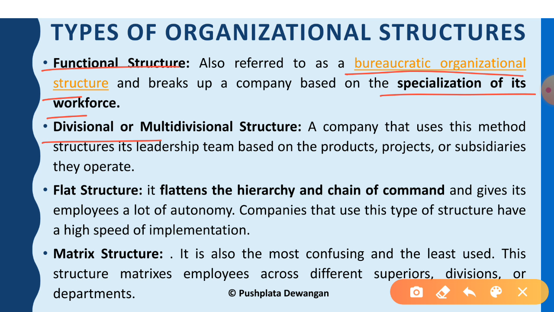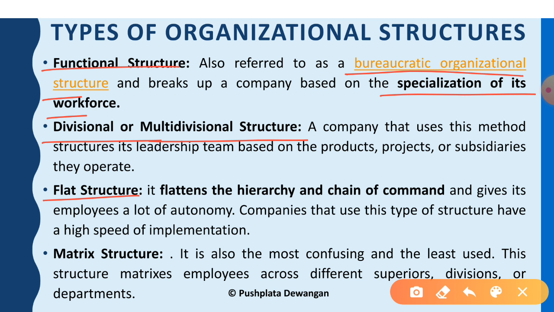The second type is the divisional or multi-divisional structure. A company that uses this method structures its leadership team based on the products, projects and subsidiaries they operate. A good example of this structure is Johnson and Johnson. With thousands of products and lines of business, the company structures itself so that each business unit operates as its own company with its own president.